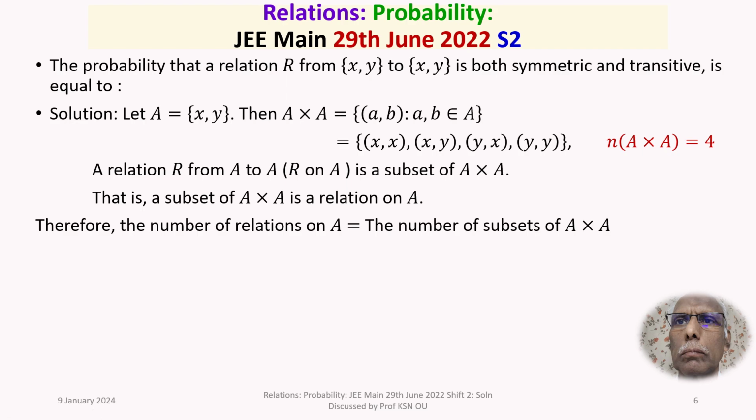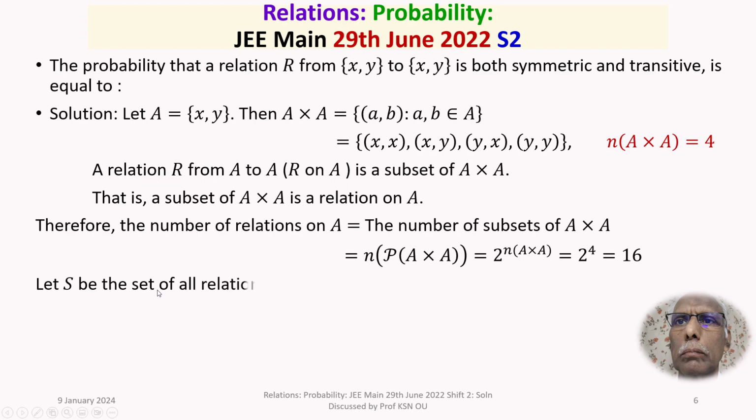That is equal to the number of elements present in the power set of A cross A. The power set of A cross A consists of all subsets of A cross A. n of the power set of A cross A is equal to 2 power n of A cross A, that is 2 power 4, which is equal to 16. Agreed. Let S be the set of all relations on A. That is, S is the sample space in this context and n of S is 16.